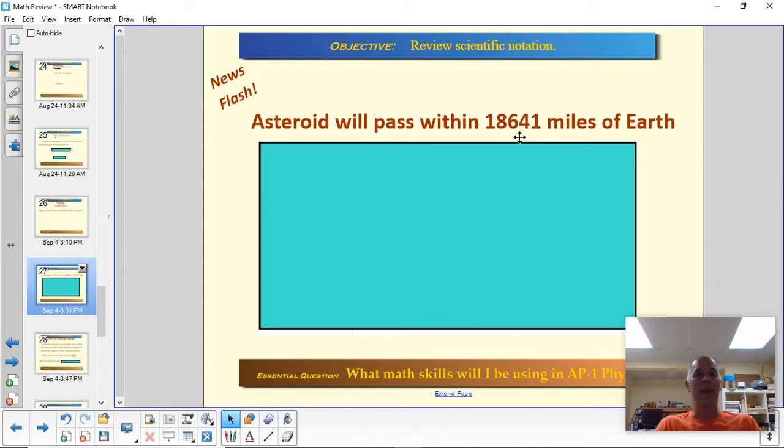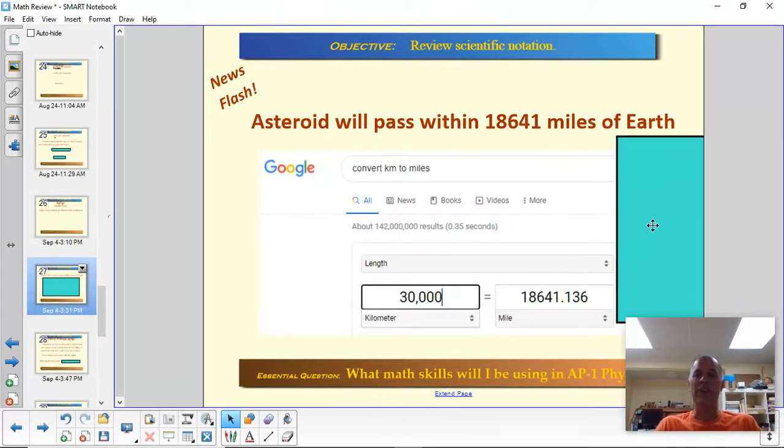18,641 miles away. Not 642, not 18,640, but 18,641 miles away from Earth. And that's absurd. So, how did this happen? Well, this is how it happened. The researcher reported that this asteroid is going to pass within about 30,000 kilometers of Earth.